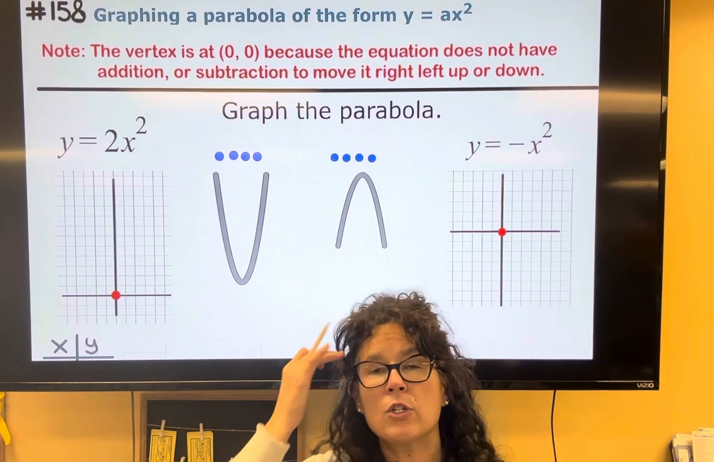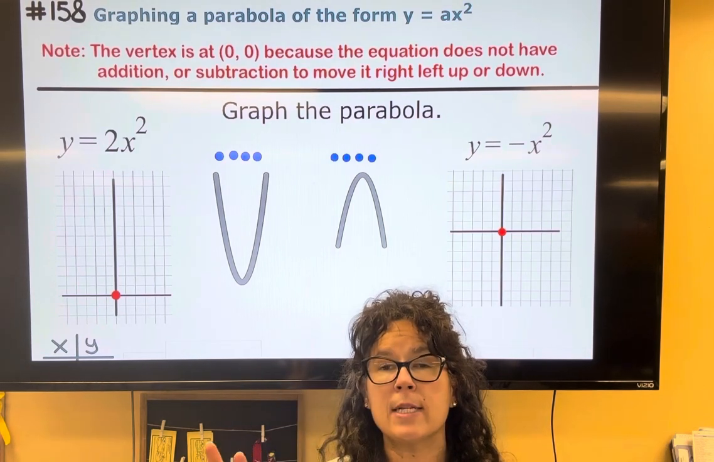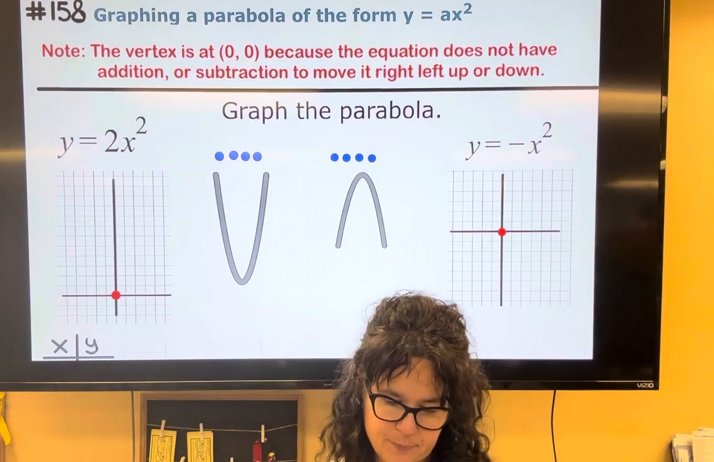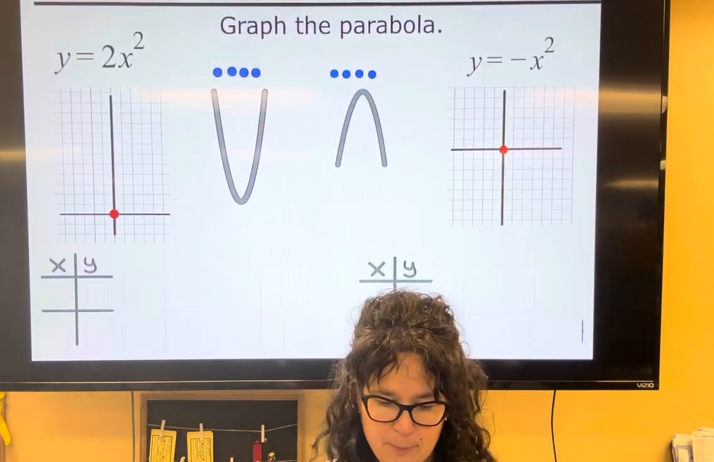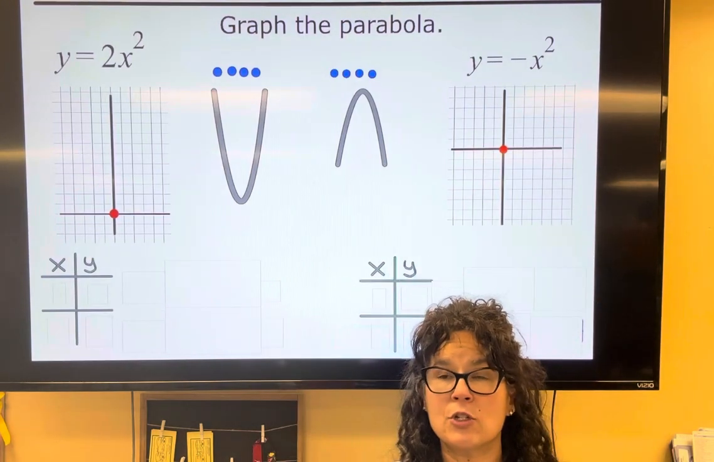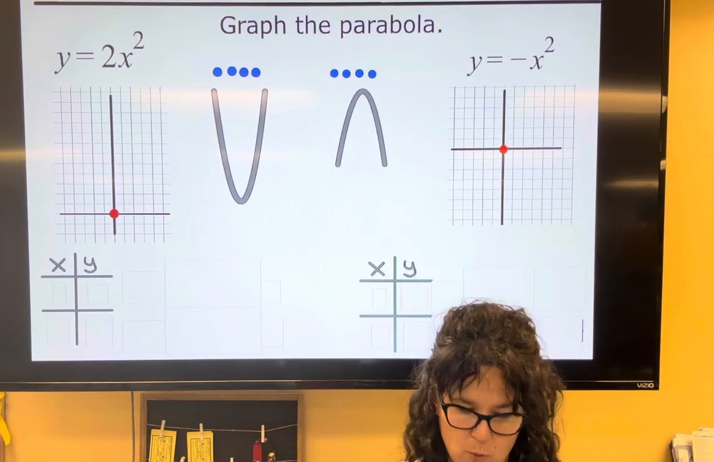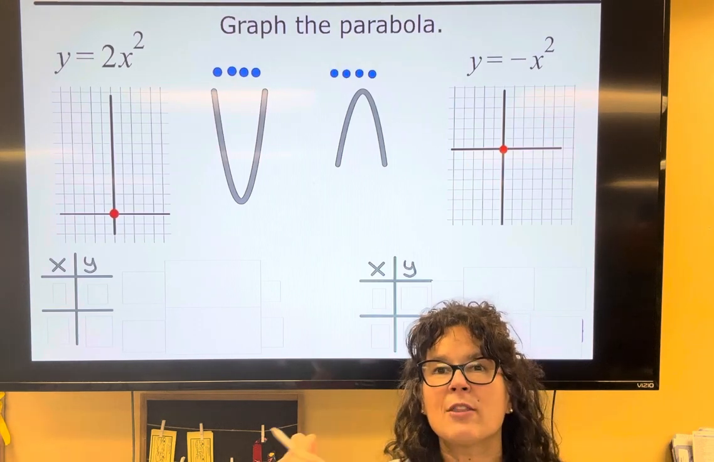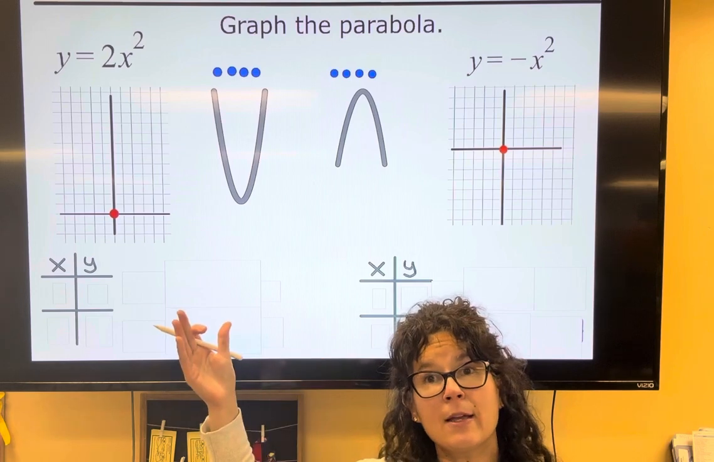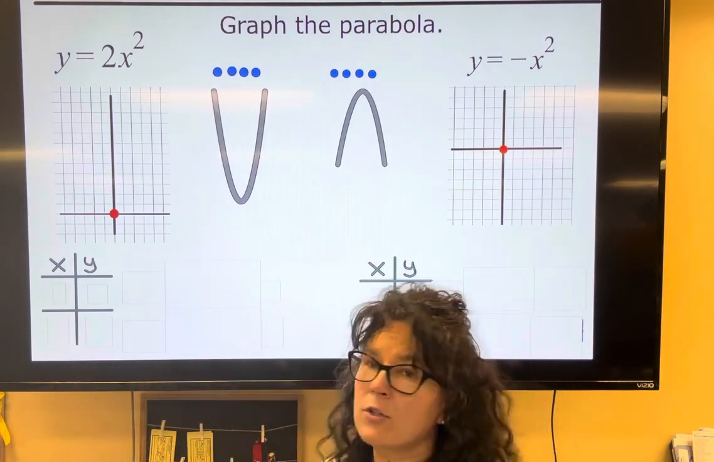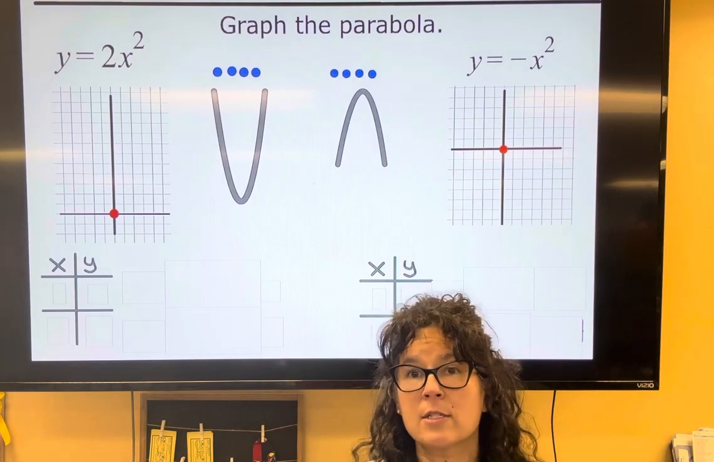Next, I'm going to plot 2 points on both sides of the vertex just to get how wide it is. When we get to that point, you can pick any number that you would like for x, substitute it in, and then find your y, plot your point. But I recommend staying very close to the vertex so that the numbers don't get too big and it goes off your graph paper.